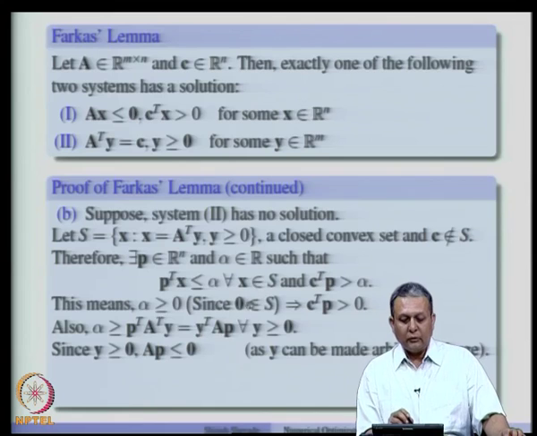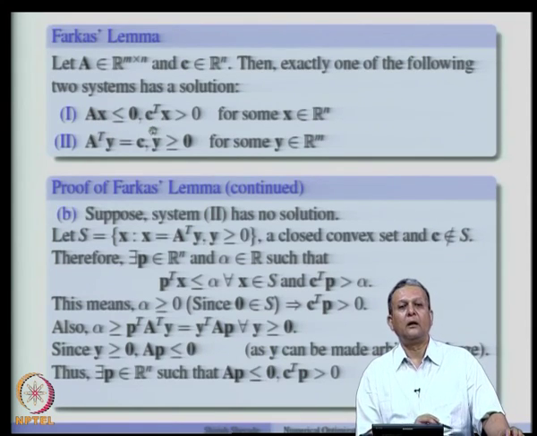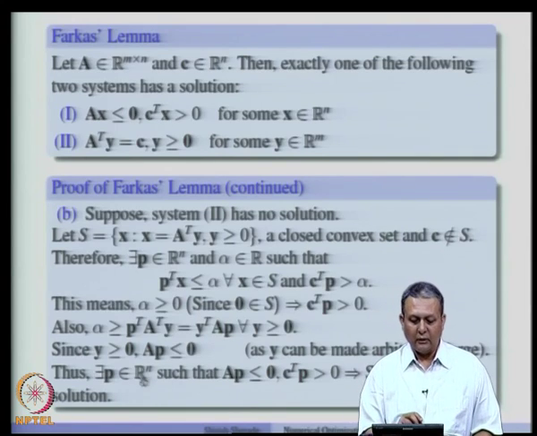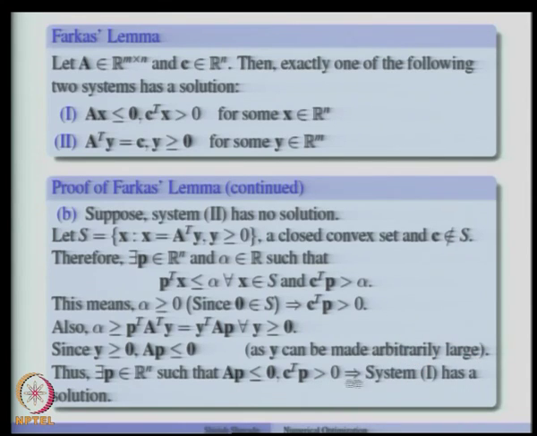So we are able to get a vector P in Rn such that AP is less than or equal to 0 and C transpose P is greater than 0. Which means that system 1 has a solution. So, there exists a P in Rn such that AP is less than or equal to 0 and C transpose P is greater than 0, which implies that system 1 has a solution.